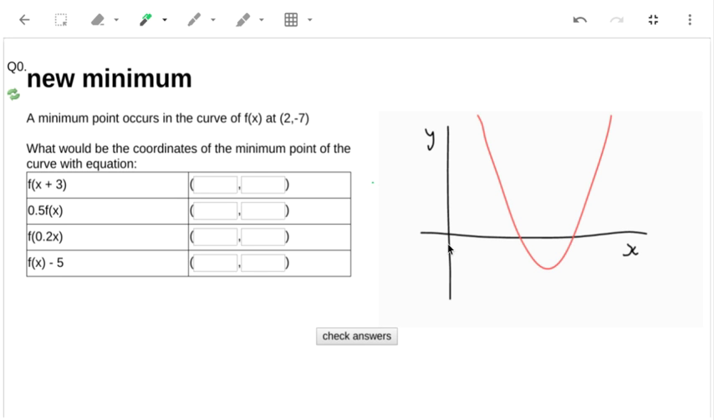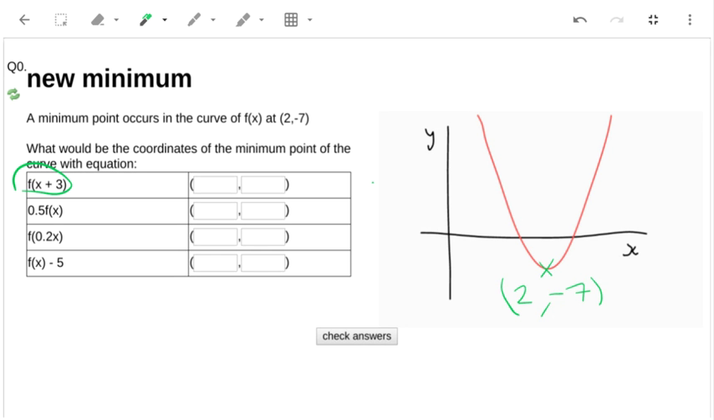Hi, this is quite a common question. You're given a point on a curve. It doesn't have to be a minimum point, and various transformations of that curve. And then you need to find out the new minimum point, the new point. I suppose it's learning really. What does x plus 3 do? What does 0.2x do? Let's look at this first one, x plus 3.